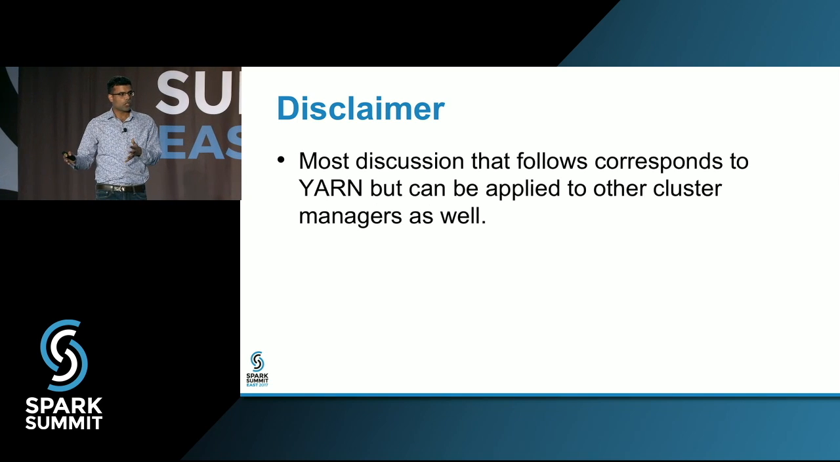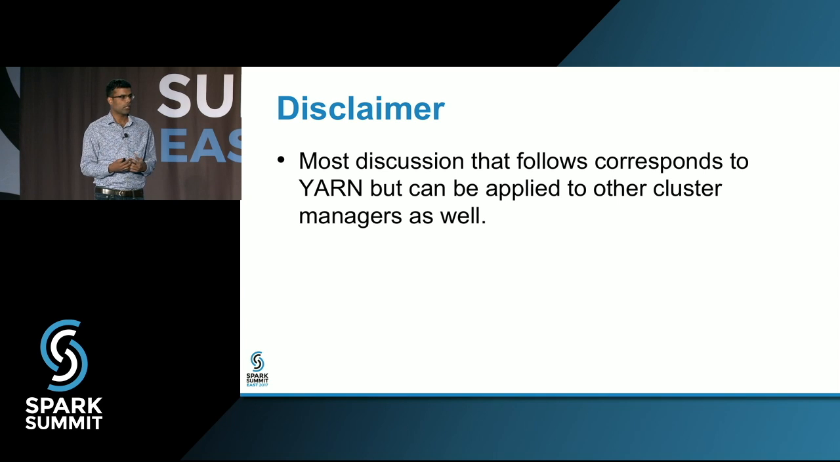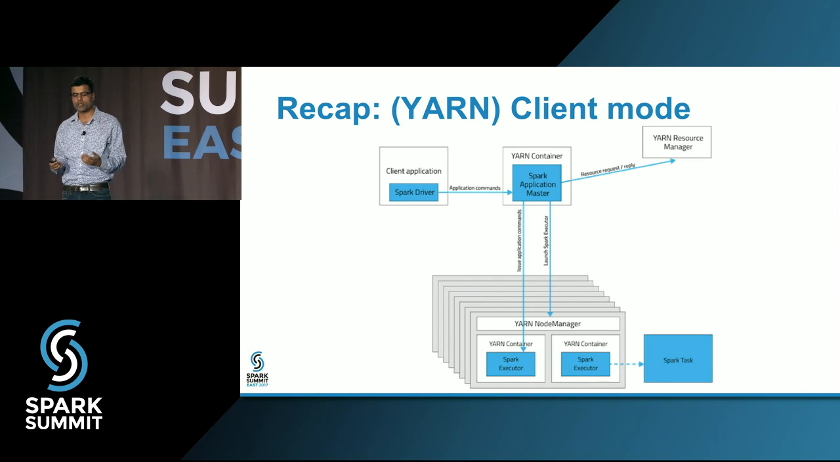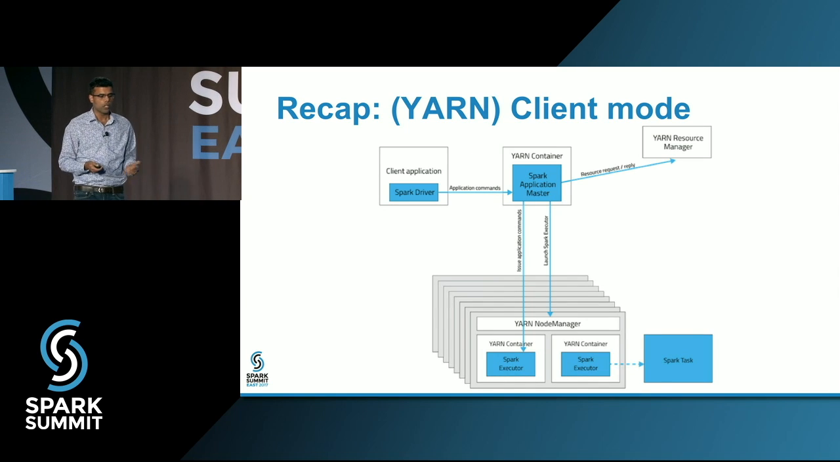So most of what's going to follow now is based on our knowledge, and my knowledge is very much based on Yarn. It likely applies to other cluster managers as well, but what follows is mostly related to Yarn. So in Yarn, there's the first mode called client mode. Note on the left side box, there's a Spark driver, which is the blue box, and it's running inside the client application.